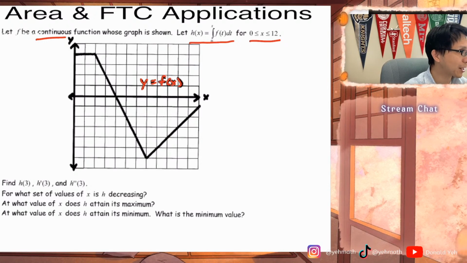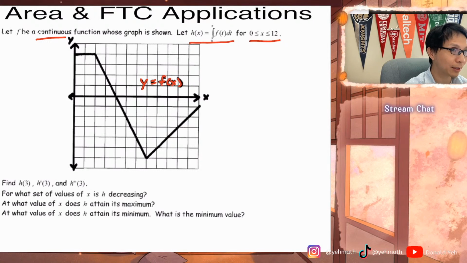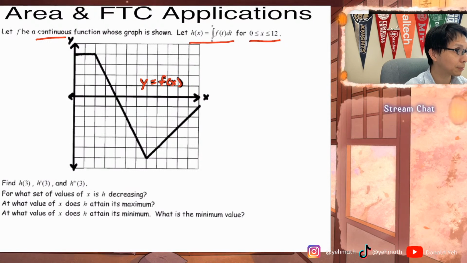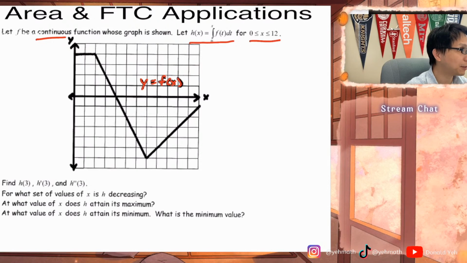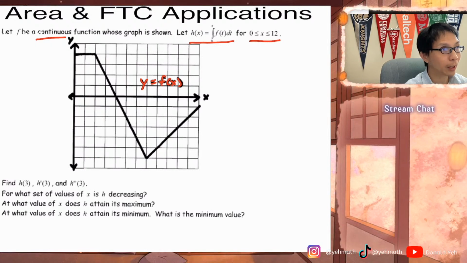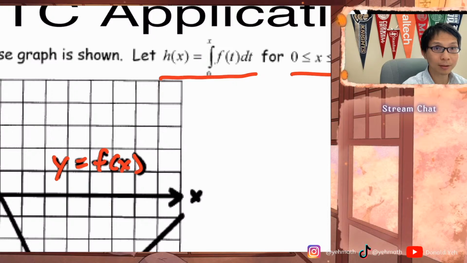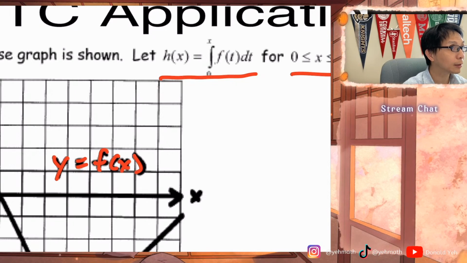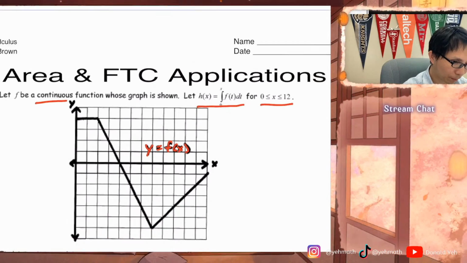So far, do you guys have any confusion? This is not the h of x graph, this is the f of x graph. It's a little bit different because the integration of f is equal to h. Okay, and pay attention to the boundary. The boundary is x. Do you see that x there? Okay, very, very important information.